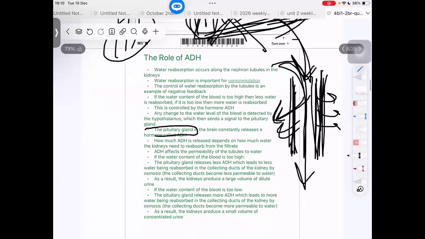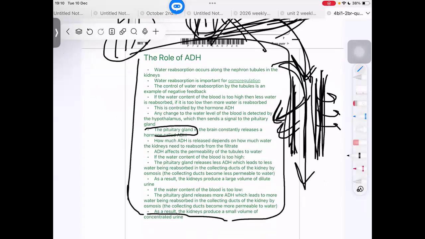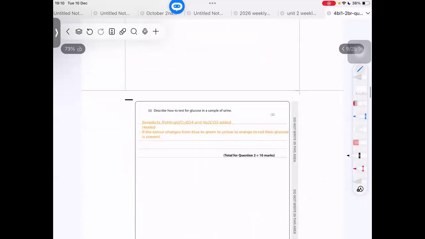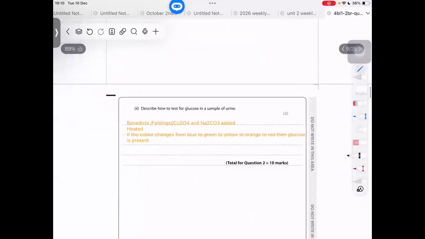So basically, here they have mentioned the role of ADH. I'll send you a photo of this so you can read this as well in your free time. Right. Let's move on to this part.